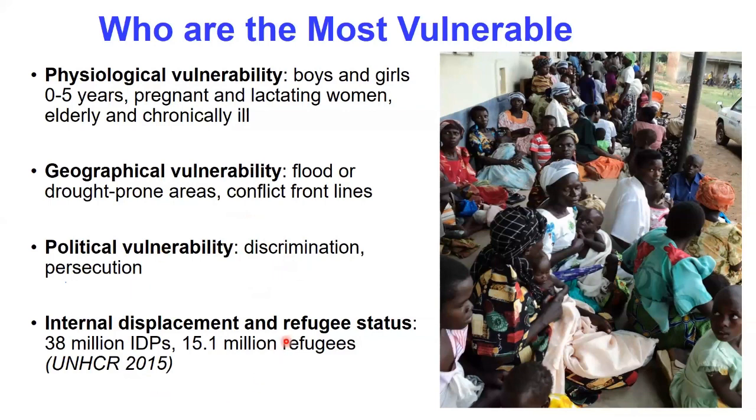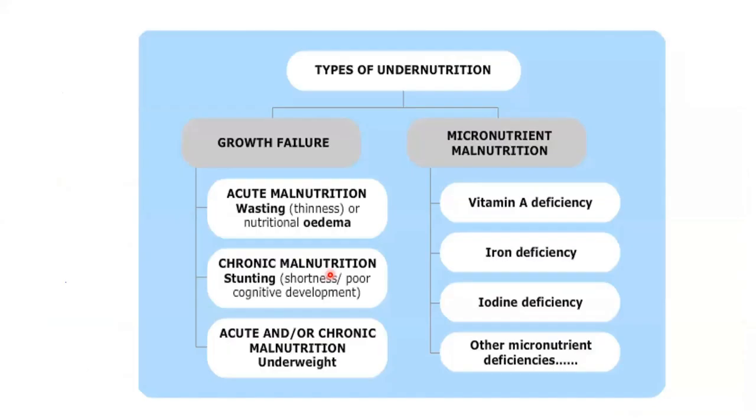Where there are refugees, that's why Uganda is a big host for refugees. We have a huge problem of malnourished children, or undernutrition, in all these refugee settings in terms of vulnerability. This is just to explain what I've already alluded to in terms of growth failure, and micronutrients. What I've already explained is what we mean by acute malnutrition: thinness with or without edema. This could be moderate or severe.